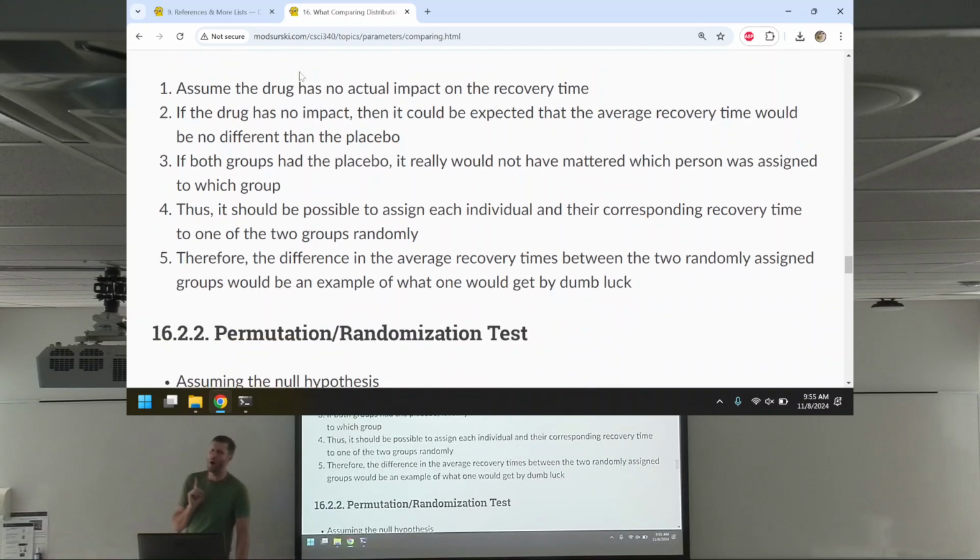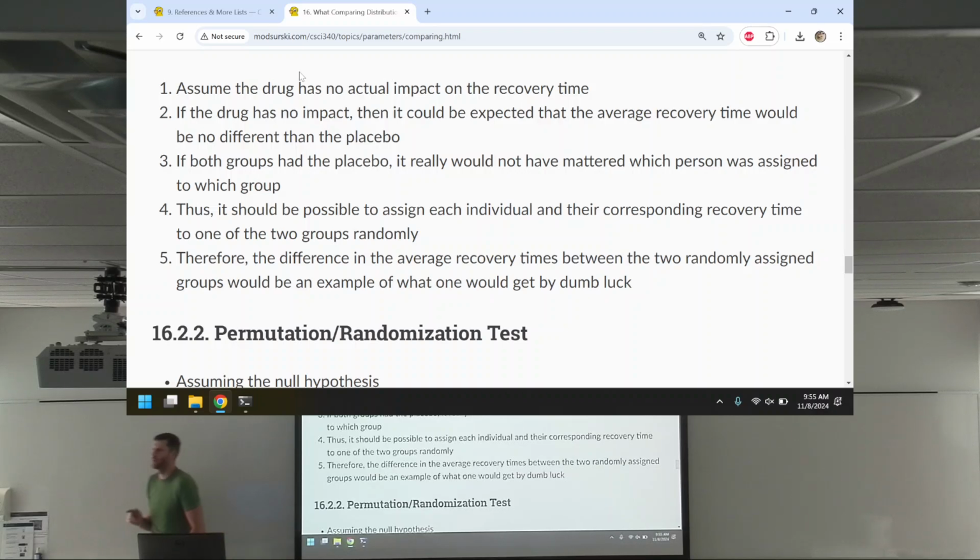Then, if the drug had no impact, it should be possible to assign each individual and their corresponding recovery time. So each of you was in my drug trial, and you have a recovery time of 11 days. You have 15 days. You have 19 days, and so on, whatever. You all have your recovery times, right? And you all had a placebo, maybe you didn't, but that part doesn't matter. You all know your recovery times.